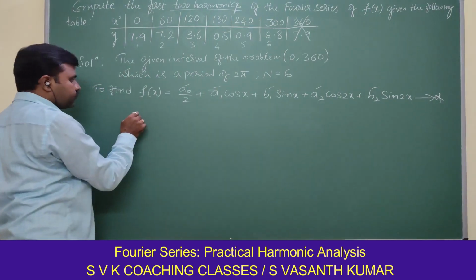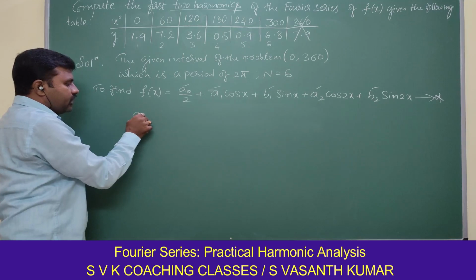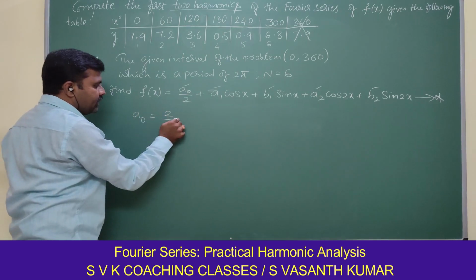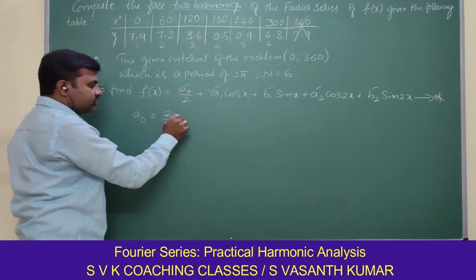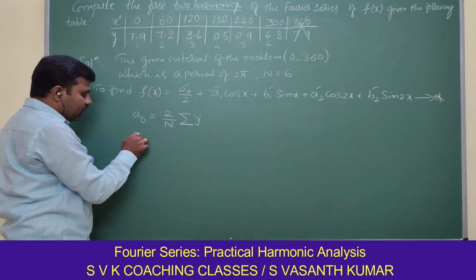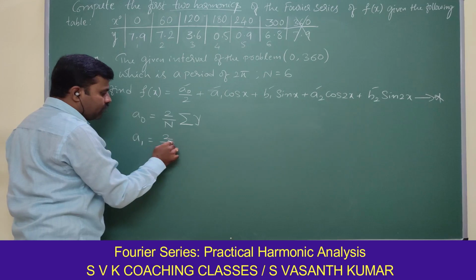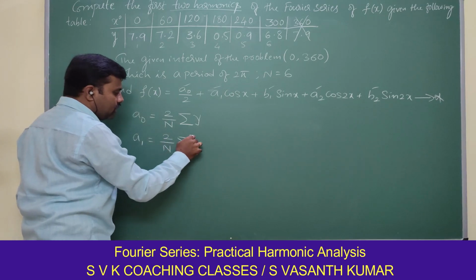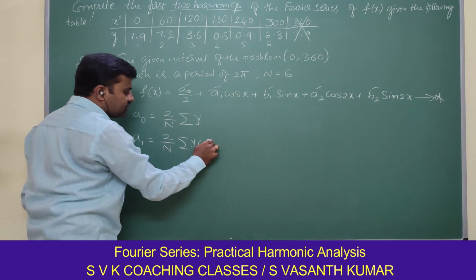Now the formula of A0 is 2 by n sigma y. A1 is given by 2 by n sigma y cos x.